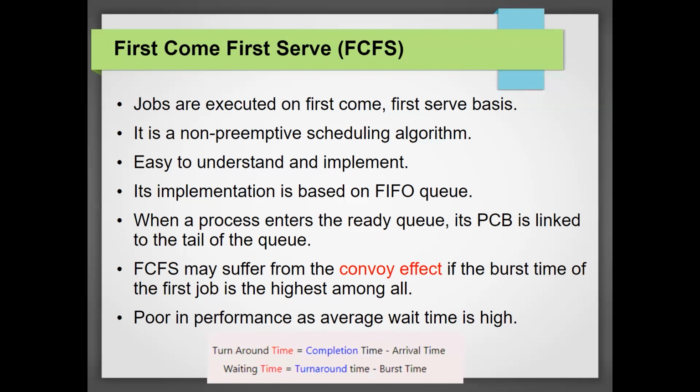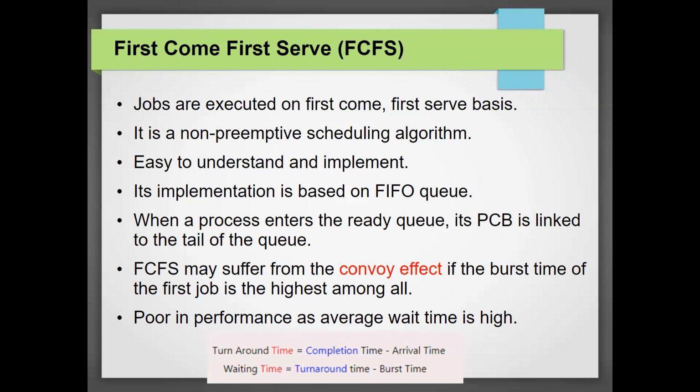This is the easiest approach to schedule the processes, but it suffers from the convoy effect, which happens if the burst time of the first job is the highest among all the processes. The performance of the first come first serve algorithm is also poor.